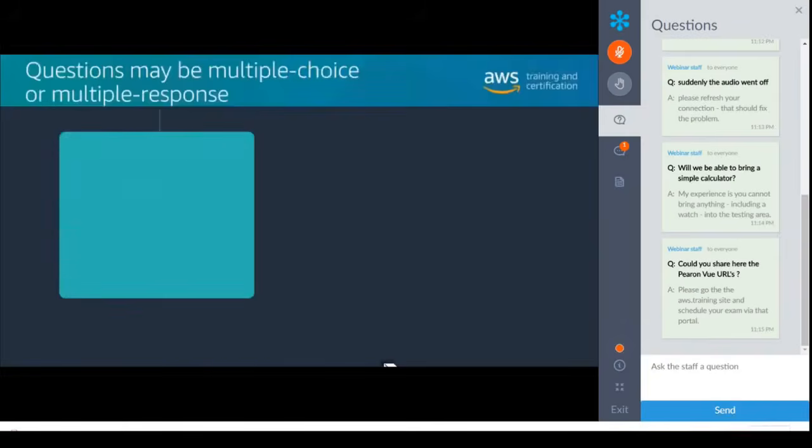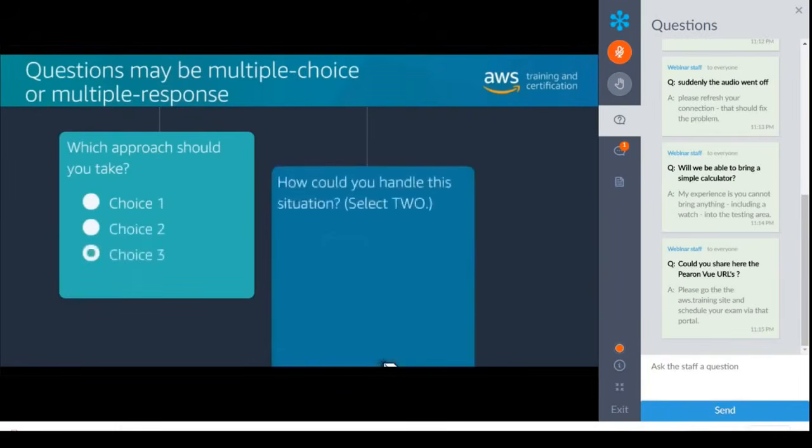Mechanics and design for the questions. Well, the questions may be multiple choice, like I said, where you only select one of the choices, or you may need to select multiple choices, or multiple responses, I should say. So with the multiple response, we will always tell you how many you need to select. And the interface will warn you if you don't do this correctly. So if you accidentally choose 3, then you'll get a warning.